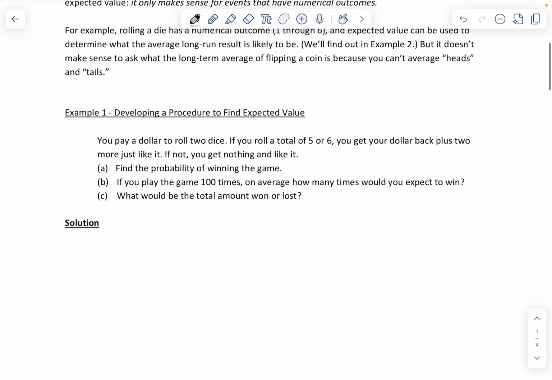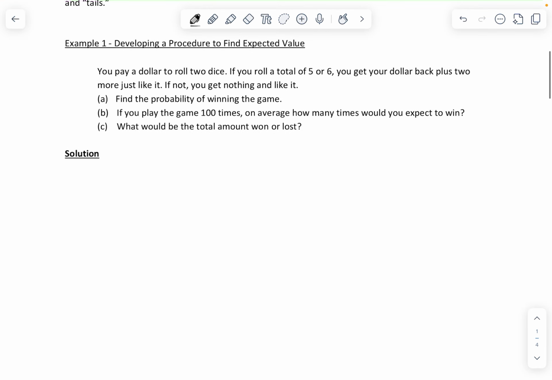So let's consider a scenario. Let's say that you pay $1 to roll 2 dice. If you roll a total of 5 or 6, you get your $1 back, plus 2 more just like it. If not, you're getting nothing. Okay? So we want to find the probability of winning the game first, and then if we play the game 100 times on average, we want to figure out how many times would you expect to win, and then what would be the total amount won or lost. So let's take these one at a time.